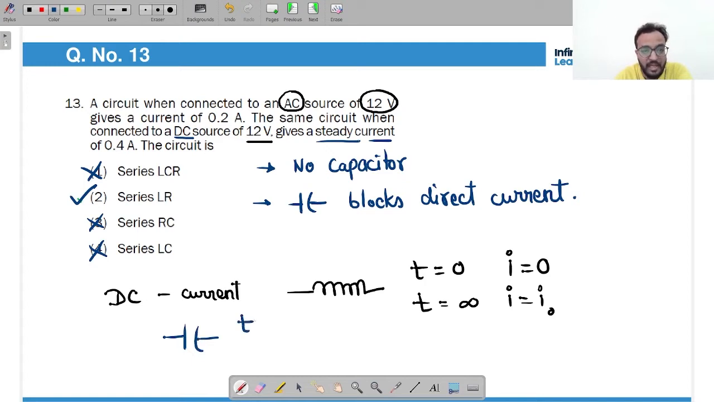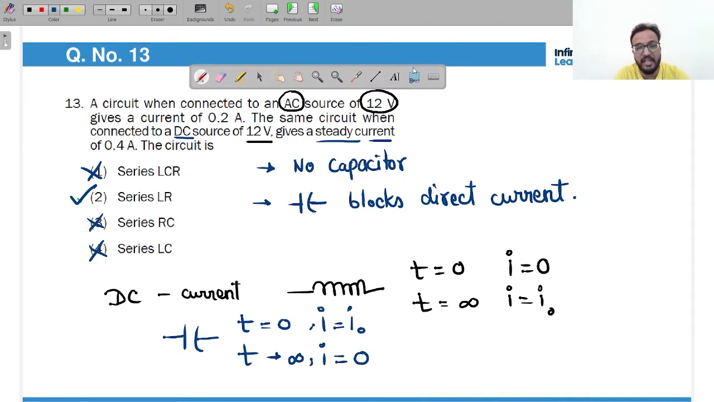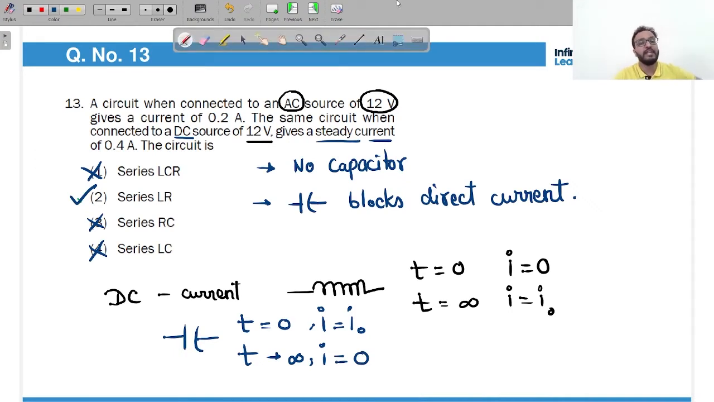A capacitor allows all the current at t equals 0 initially, but after steady state has been achieved, the capacitor blocks all the direct current. So if they are saying that they are having a steady current in DC, that means the capacitor cannot be a part of the circuit. That means LCR is not a possibility because it contains a capacitor.